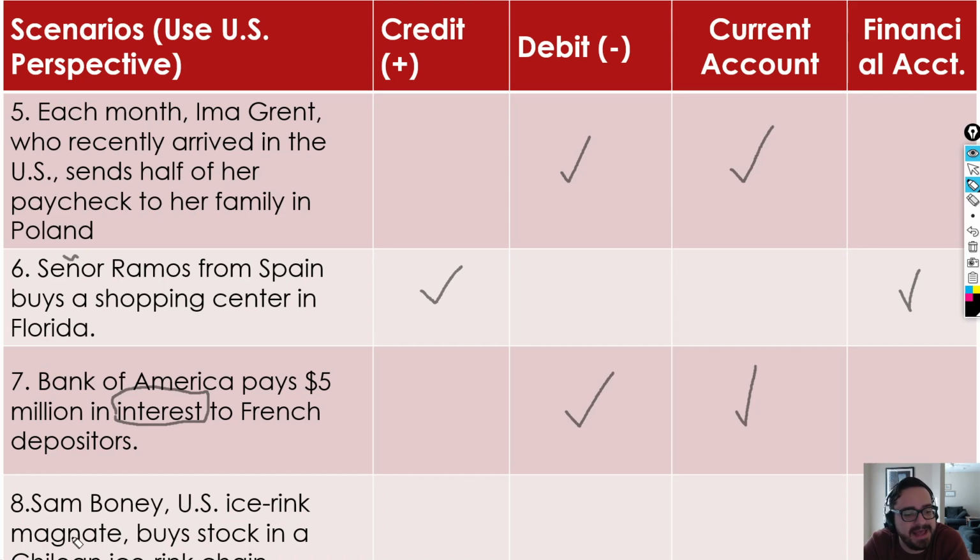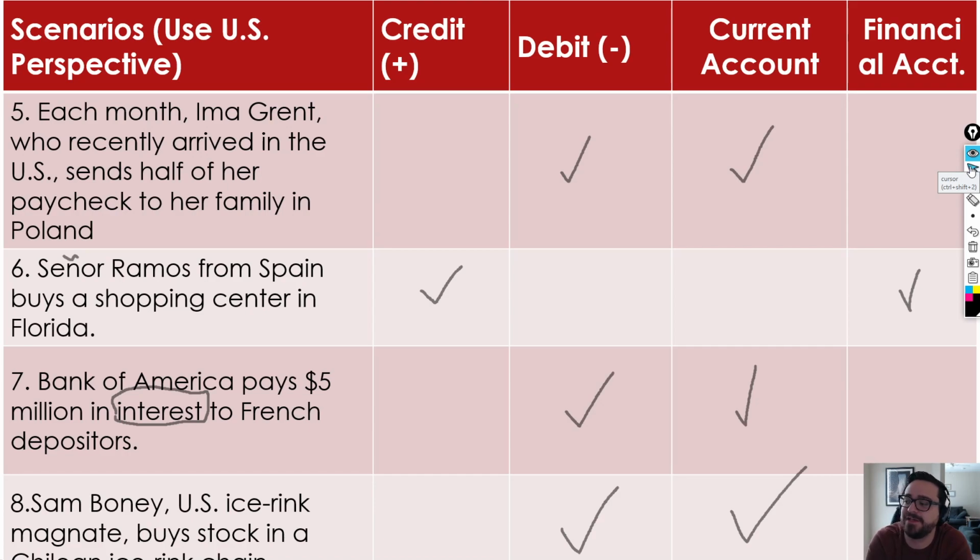U.S. ice rink magnate buys stock in a Chilean ice rink company. If he's buying stock in it, one, he's buying it, and he's an American, so we're losing money here. And the second thing is, if it's stock, it should be investment income. If he were to buy the entire company, that would be an asset. That is tricky, I know. I don't like it either.